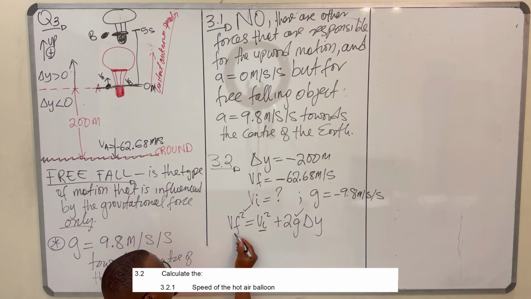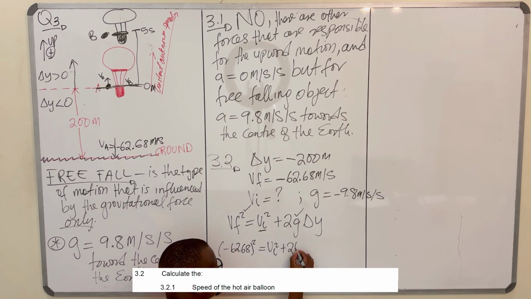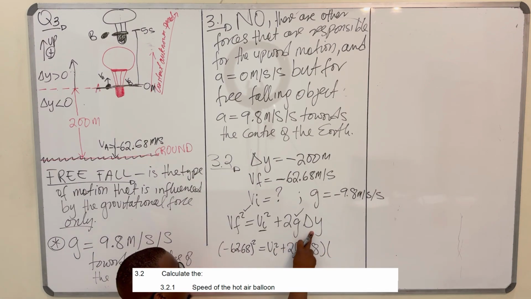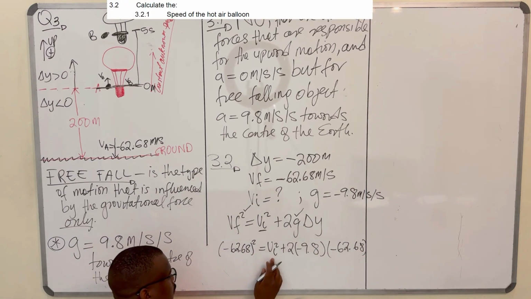So what is your final velocity? It's minus 62.68, squared, equal to Vi squared plus 2 times minus 9.8 times delta y, which is the displacement, which is minus 200. So you solve for your Vi.